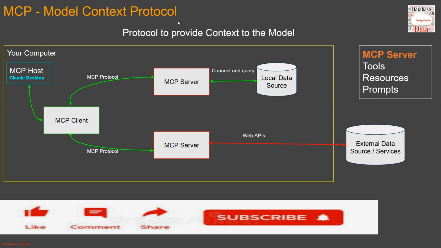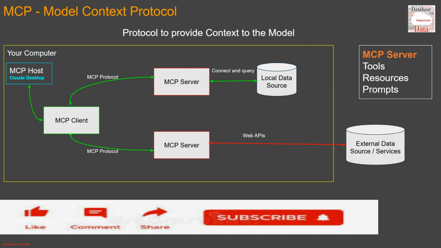So first, let's get to MCP, which is Model Context Protocol. This can be explained backwards to be more understandable. This is a protocol to provide context to the model. So the model here is a large language model. It can be Meta or ChatGPT, any kind of model, Cohere models or anything.